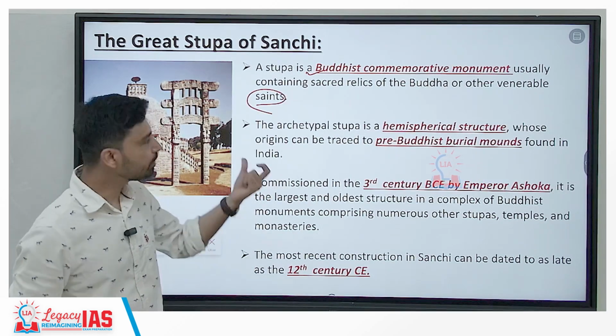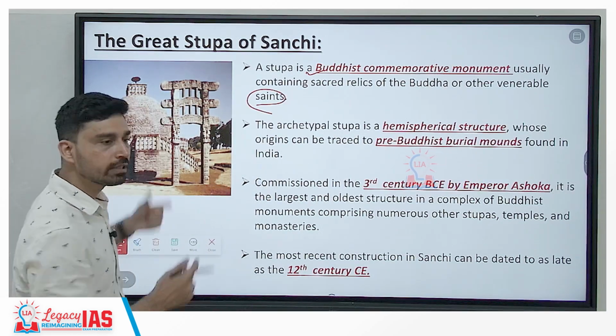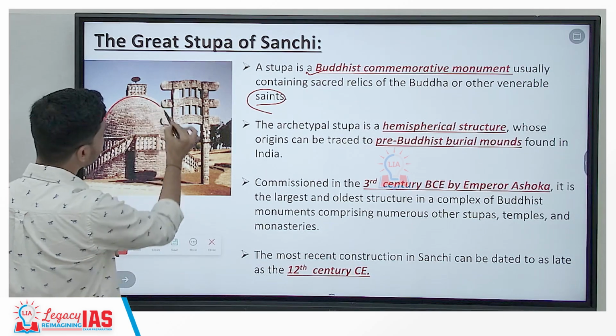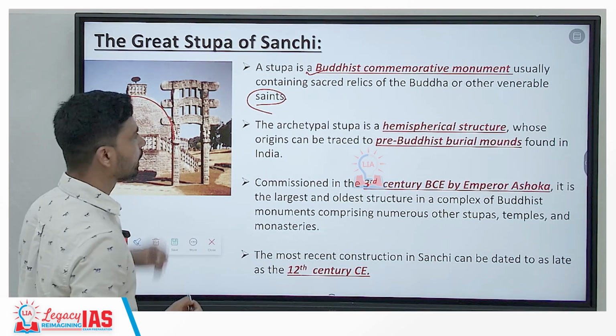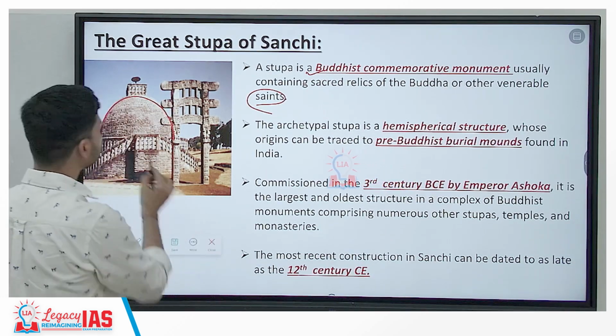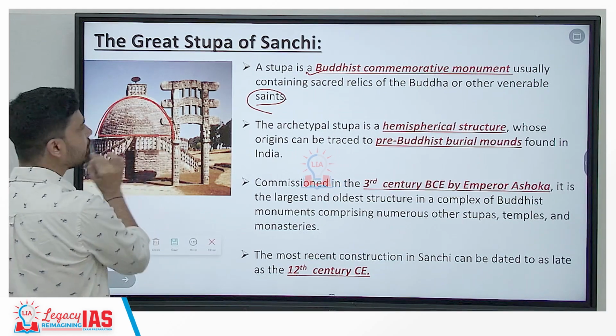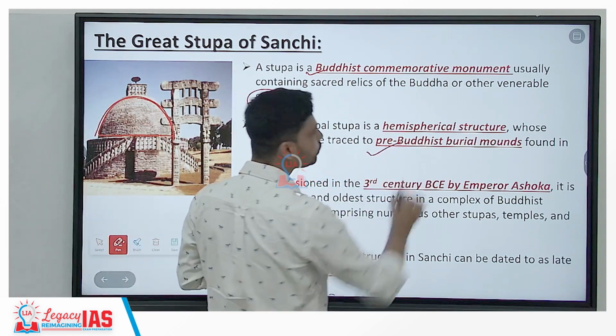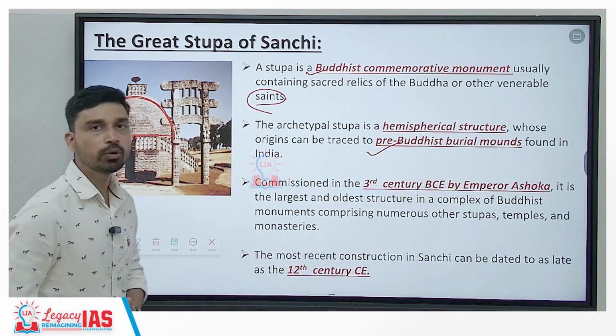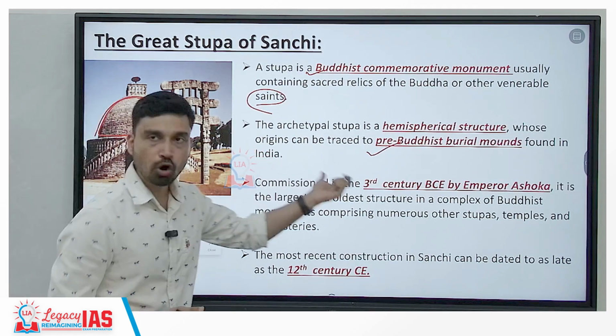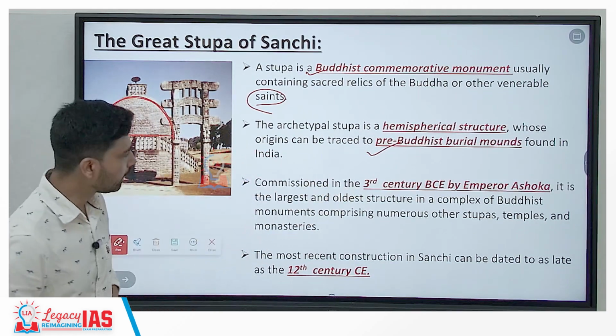Now, the archetypal stupa, if you look at the structure, has a hemispherical dome-like structure, and the origin of this hemispherical dome-like structure can be traced to the pre-Buddhist burial mounds that were found in India. It is believed that the stupa got its inspiration from such mounds.